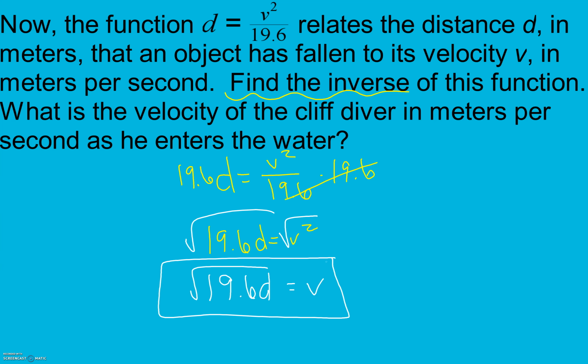Now, this diver is the same diver from problem 5, so we have a distance of 24 meters. I'm going to substitute that in for d. Here I get the square root, when I multiply, of 470.4. And when I take the square root there, I get about 21.7 meters per second. And that is the velocity of the cliff diver as he enters the water. I'm going to stop here and continue our last example in a new video.